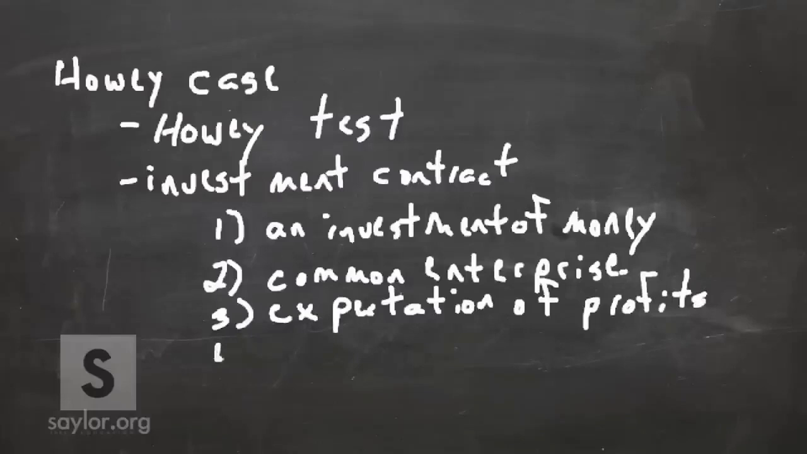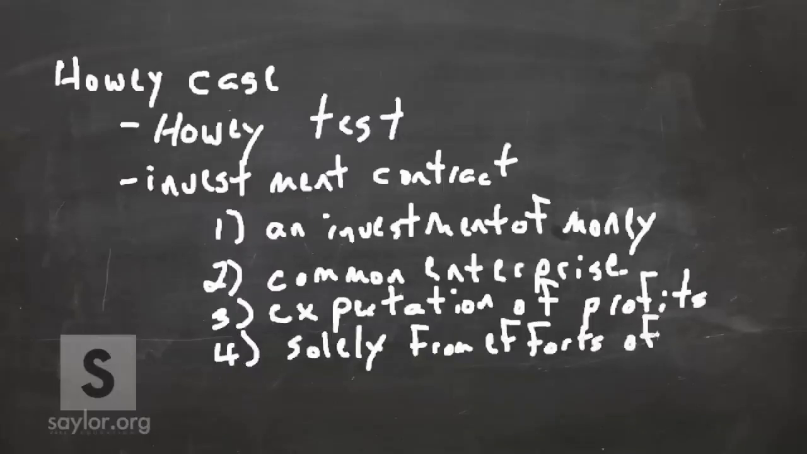And then the fourth element was that the profits have to be derived solely from the efforts of others. So somebody else has control here. So think about that. If you look at a stock or bond and you're giving money over to a company, somebody else has the control whether you're going to make money or not. So that's essentially, in essence, the Howey Test.